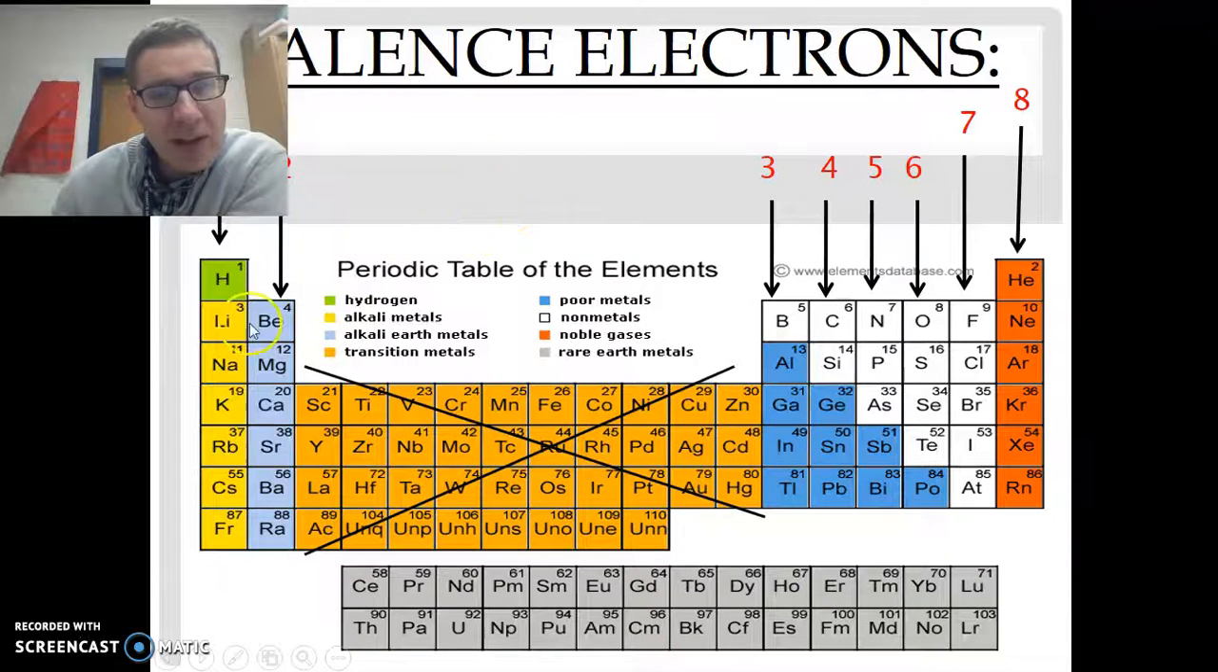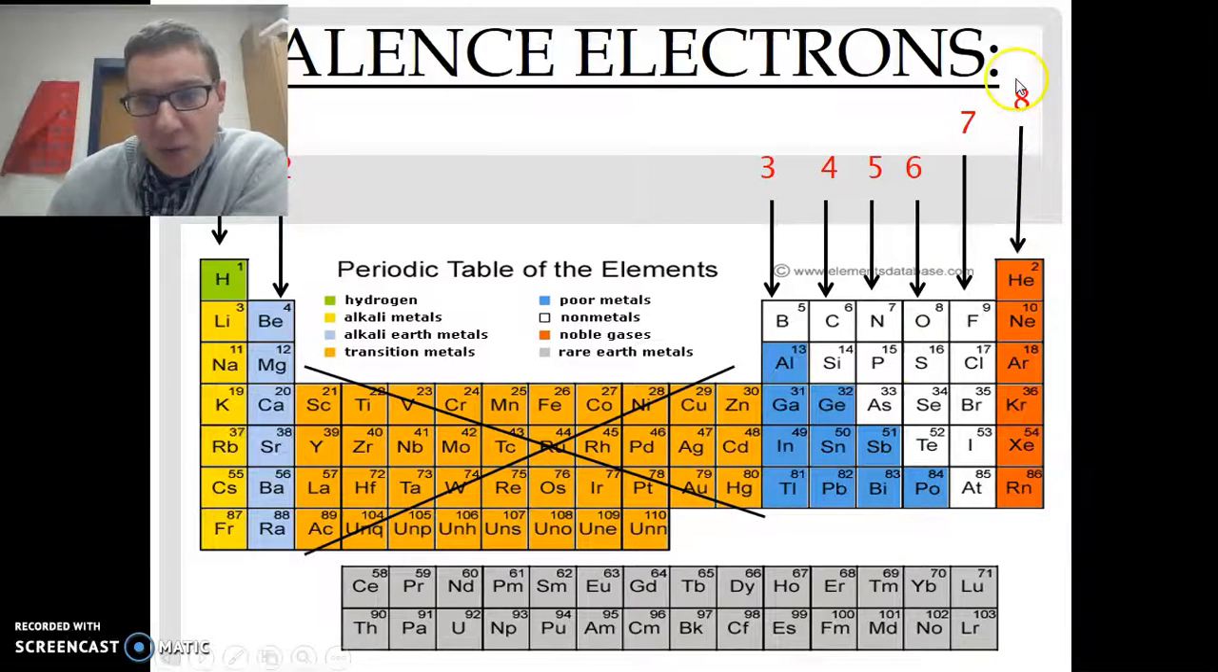Let's take a look at the valence electrons in group 1. All the elements in this group, up and down, have 1 valence electron. That's why they're most reactive. Group 2 has 2 valence electrons. Group 13, excuse me, has 3 valence electrons. Group 14 has 4 valence electrons. Group 15 has 5 valence electrons, and so forth.